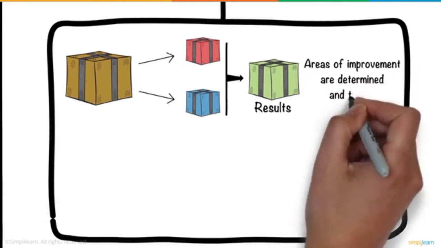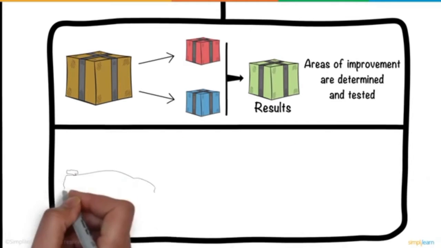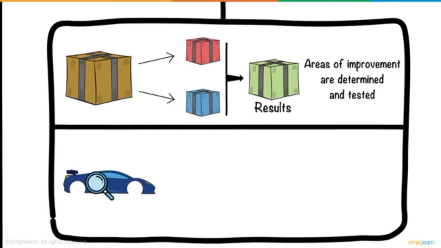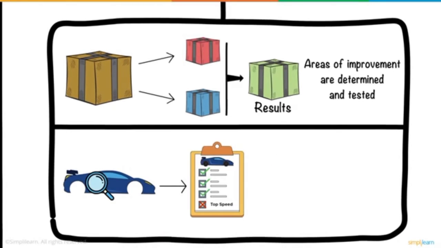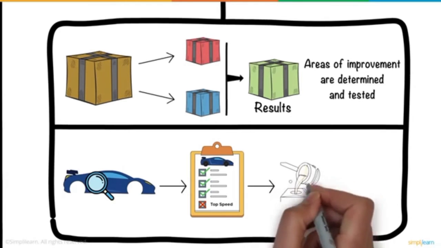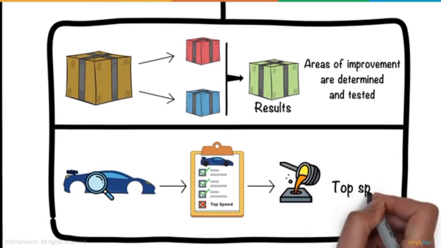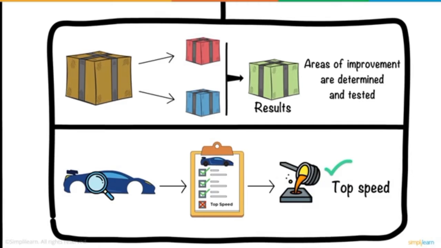Areas of improvement are determined and tested. Based on the analysis of the prototype created in this phase, you find that the product satisfies just about all of the customer requirements, except the top speed. So, research begins on an aluminum alloy that could possibly meet the speed requirements of the customer.